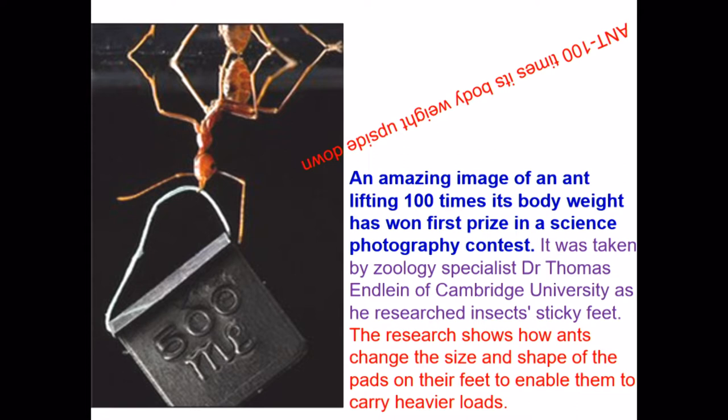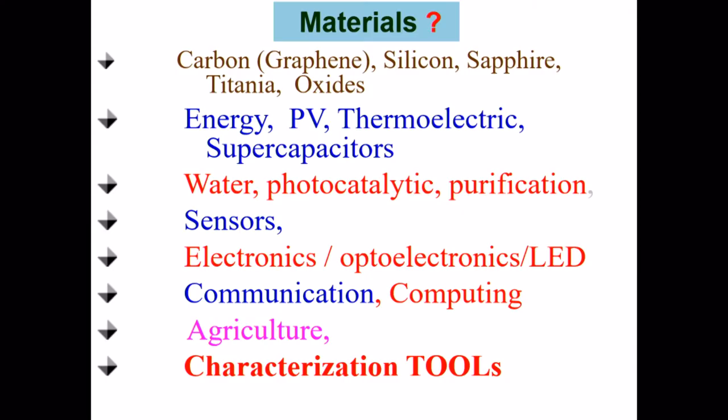And they are able to understand that this ant tries to change the size and shape of its pads and is enabled to mechanically carry more than 100 times the weight of its feet, pad. In a similar way, I will come to subsequent slides about artificial growth, when we do silicon growth. I will try to explain it with an artificial example.